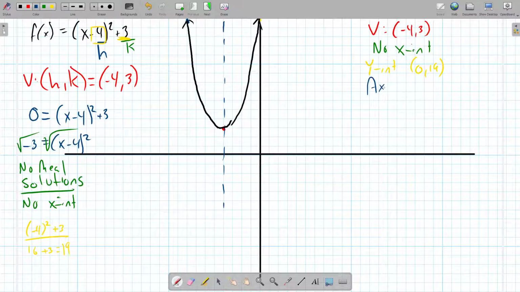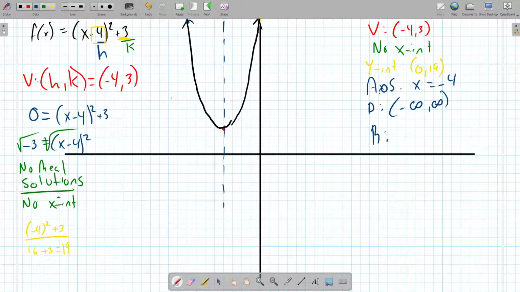Our axis of symmetry, AOS, is at x equals the x value of the vertex, so x equals -4. Our domain for parabolas is always, always, always all real numbers, or -infinity to infinity. And the range, because this parabola is facing up, is going to be from the y value of the vertex, 3, all the way up and up forever to infinity.